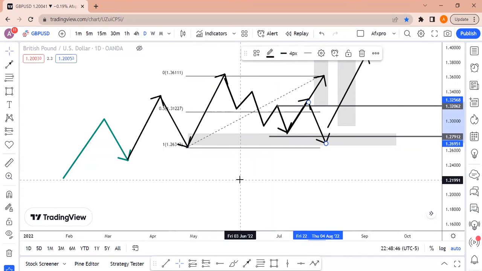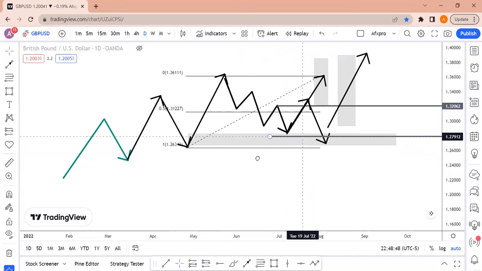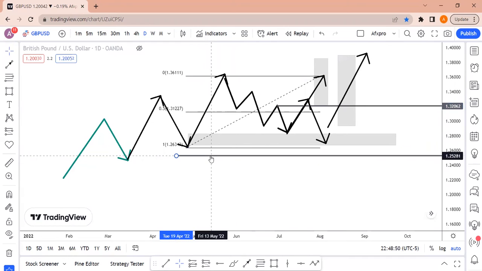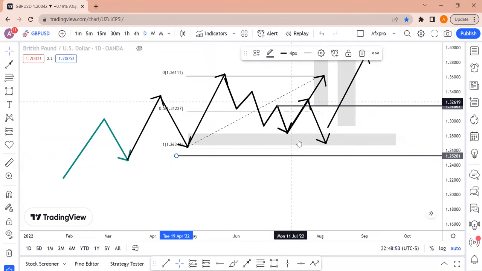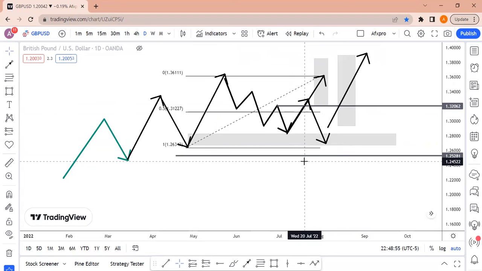So my kind advice is this: just be putting your stop loss below here. Just put your stop loss below there, and then be at peace with yourself, guys.